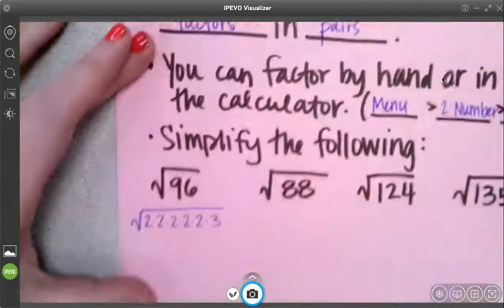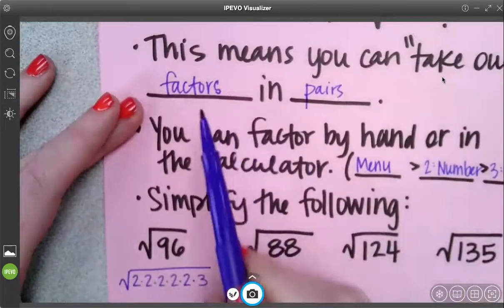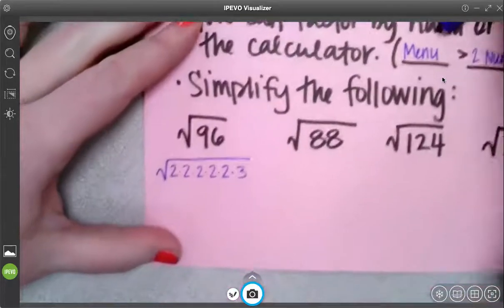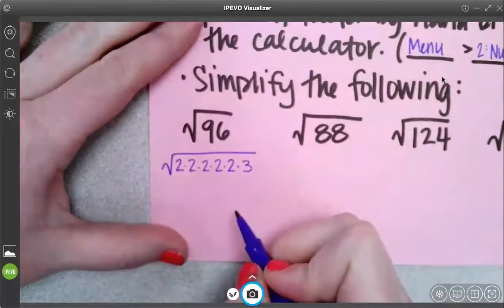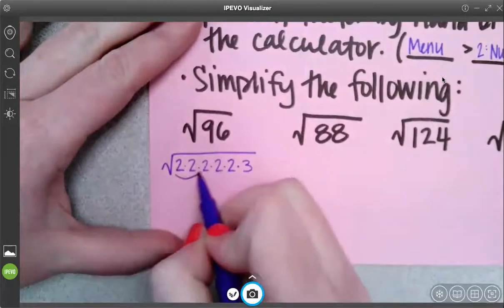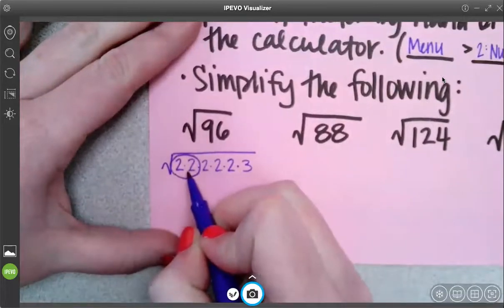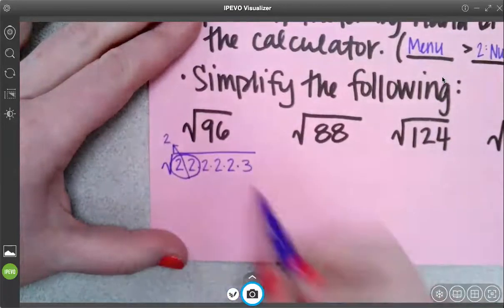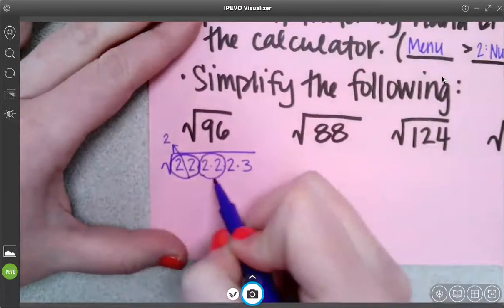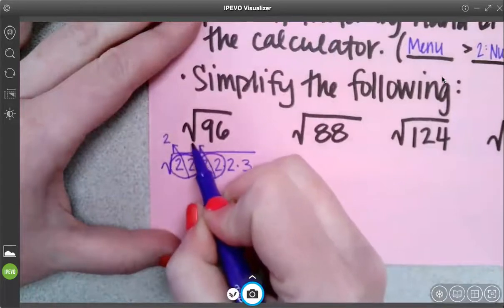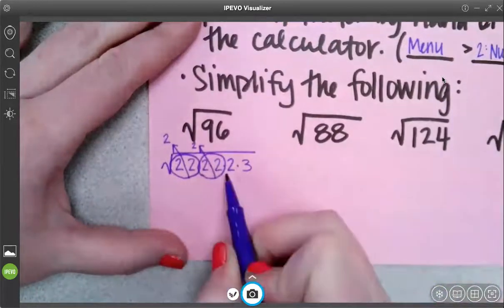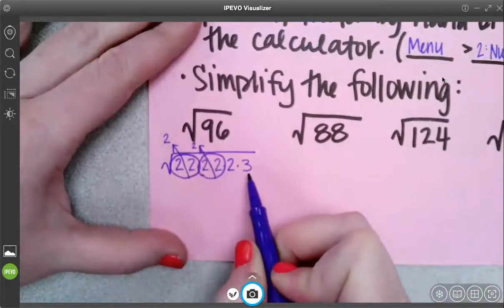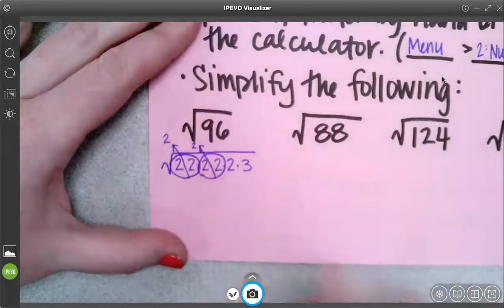Now, according to our notes, it says that we can take out these factors in pairs. So what we're actually doing is we're grouping into perfect square factors. So 2 times 2, this is 4. And when I take the square root of that, it comes out as 2. Well, here's another 2 times 2. So that's another 4. And the square root of 4 is 2. And then I just have this 2 and this 3 left over. They don't have any pairs that they can come out with, so they just have to stay under.